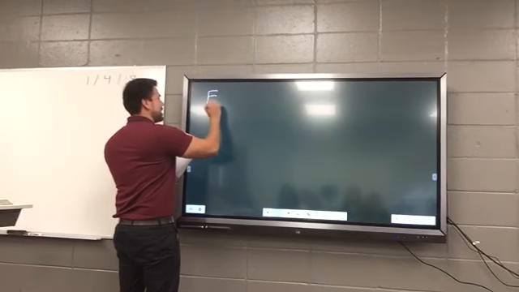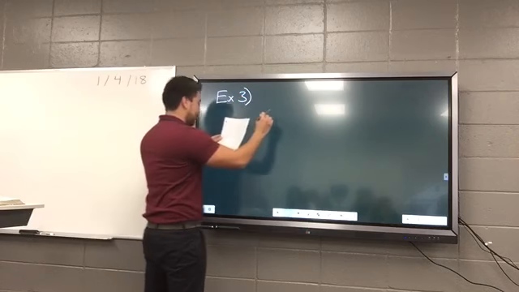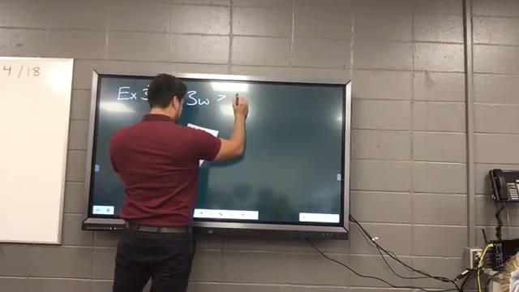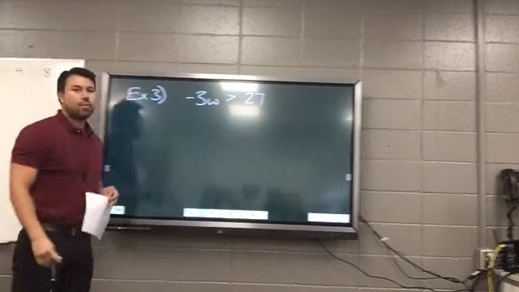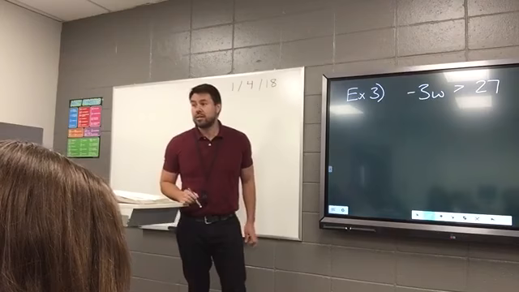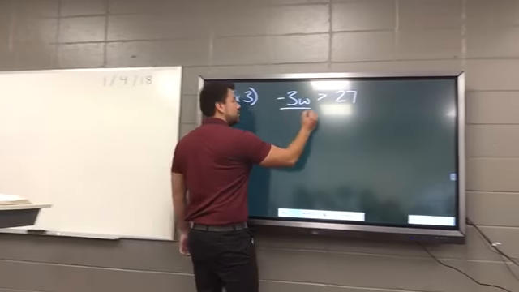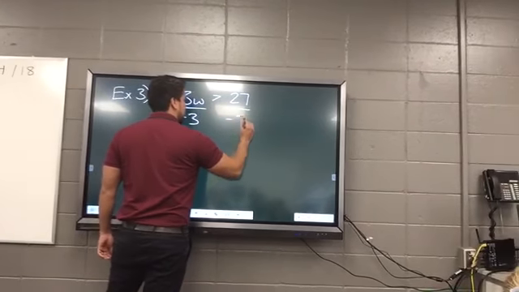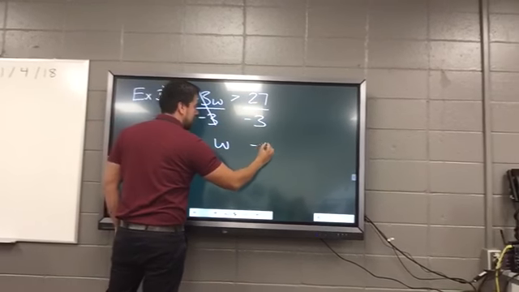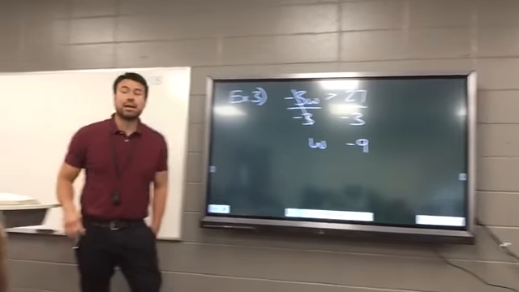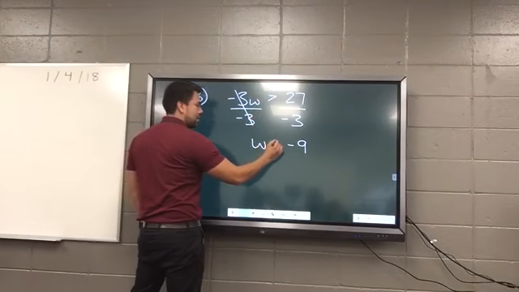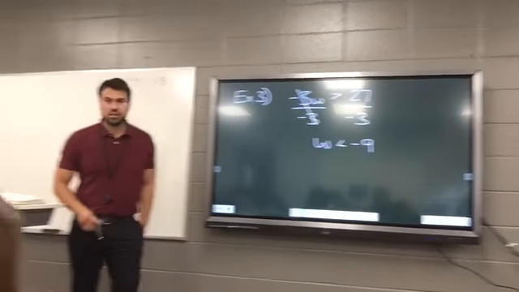All right, let's go to example 3. Negative 3w is less than 27. All right, I want to solve for w, so what do I do? I'm going to divide both sides by negative 3. So here I get w, and here I get negative 9. And since we divided both sides by a negative, we change it from greater than to less than. It gets changed.